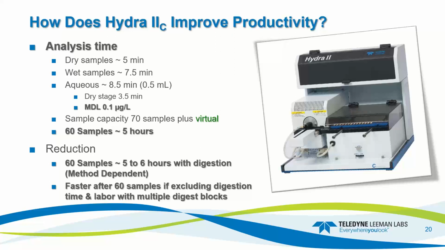How does that compare to a reduction-based system? For them, 60 samples takes 5 or 6 hours with the digestion. It's method dependent, of course. Your timing will change depending on what method you use. But we're faster after 60 samples if you exclude all those digestion steps, the time, the labor associated with those.